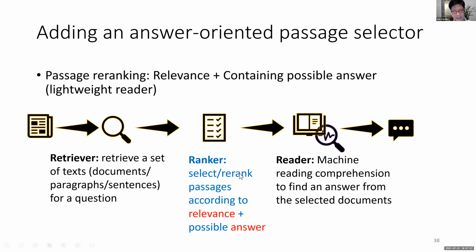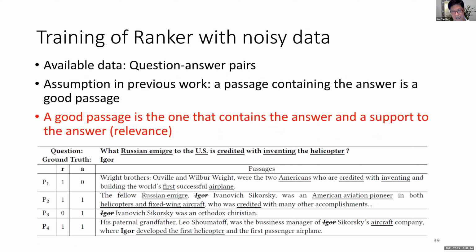Now, the work that we are doing here is to create a ranker between the two previous steps, trying to combine the relevance and the possible answer in the passage. And how can we do that?